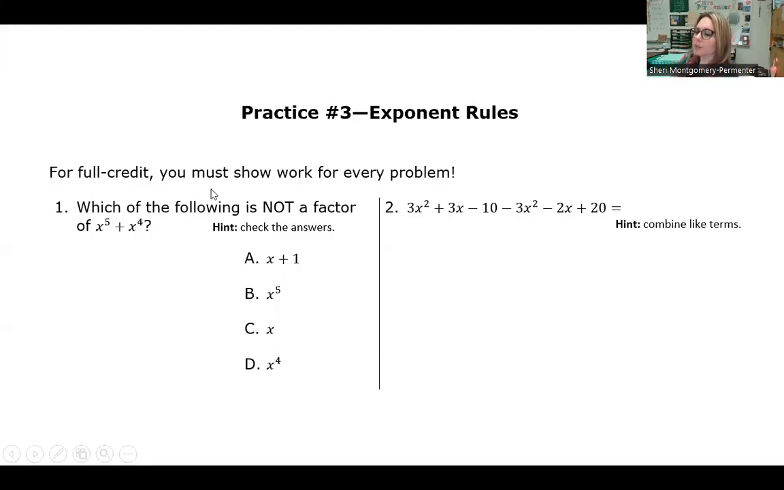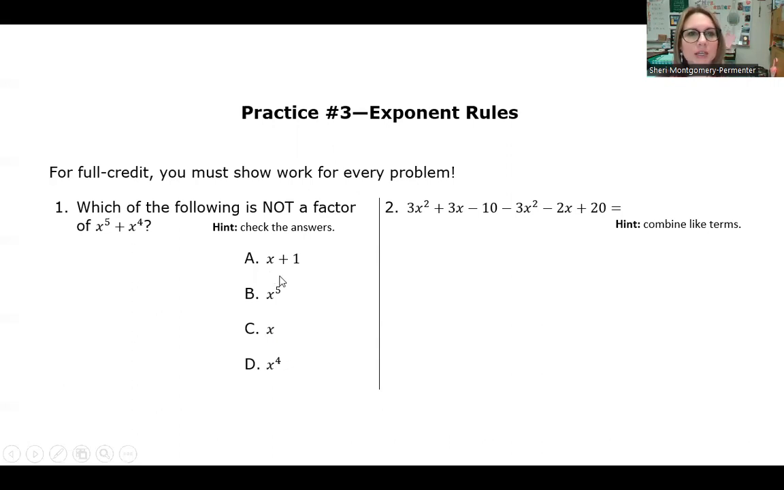We're going to do the practice worksheet and then we're going to take our quiz. So the first question, I'm hoping you're going to use the answers to help you find the answer, working backwards. We have to go through each one of these answer choices and see which one is a factor. Remember, a factor is something that can divide into.